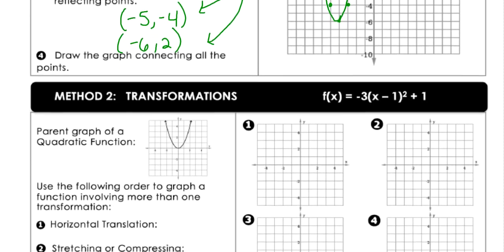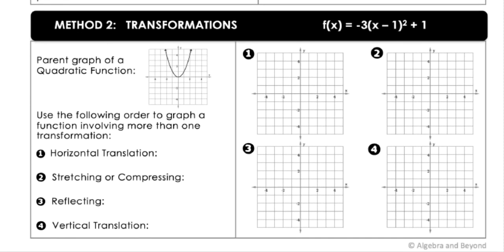The other method that we can use is using transformations. So when we start with a very basic no transformations graph, we know that the graph of it is centered at 0, 0 and goes up from there. So we can use our transformations to help us. So we're going to plot this example up here.